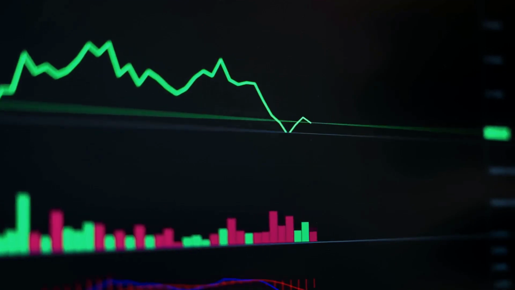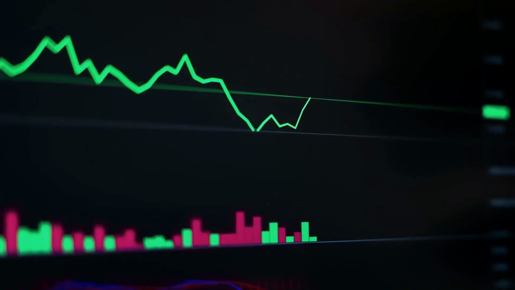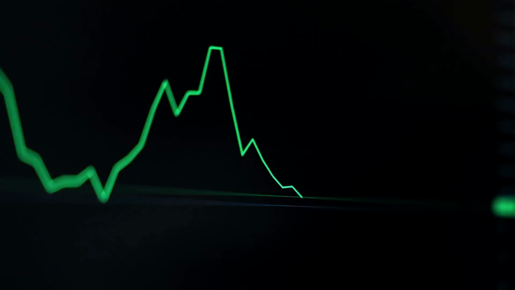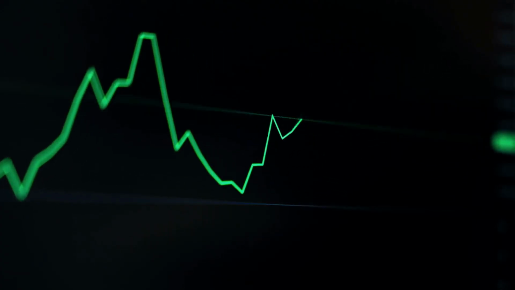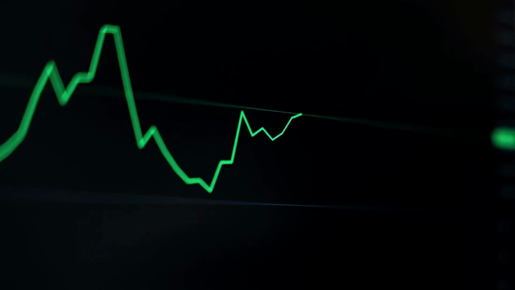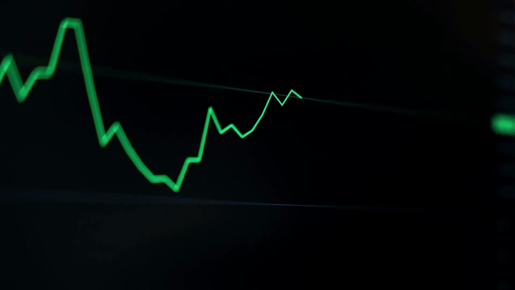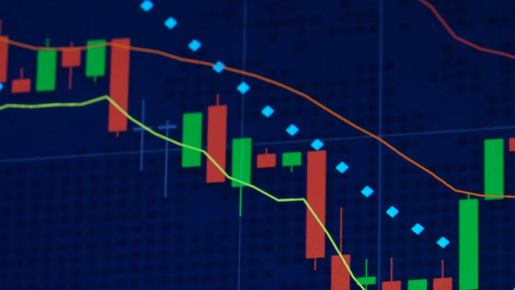A 9-day EMA of the MACD, called the signal line, is then plotted on top of the MACD line, which can function as a trigger for buy and sell signals. Traders may buy the asset when the MACD crosses above its signal line and sell the asset when the MACD crosses below the signal line.